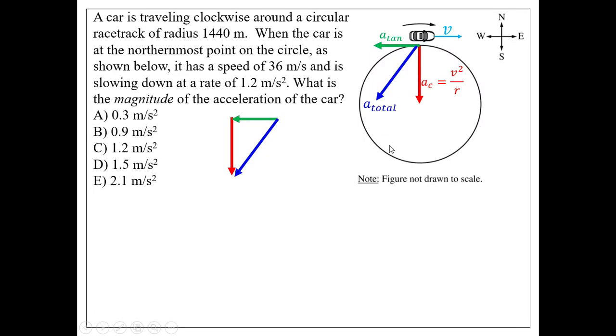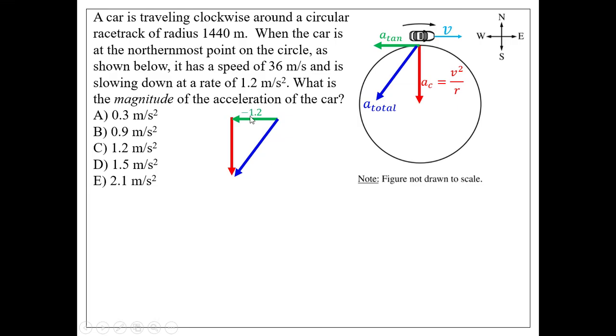So if you kept up previously, I just drew all my arrows here again. AC by definition is V squared divided by R, and then you're asked to find A total, right? So here I just translated this image into a right triangle. You're asked to find the hypotenuse essentially, because that's your A total.